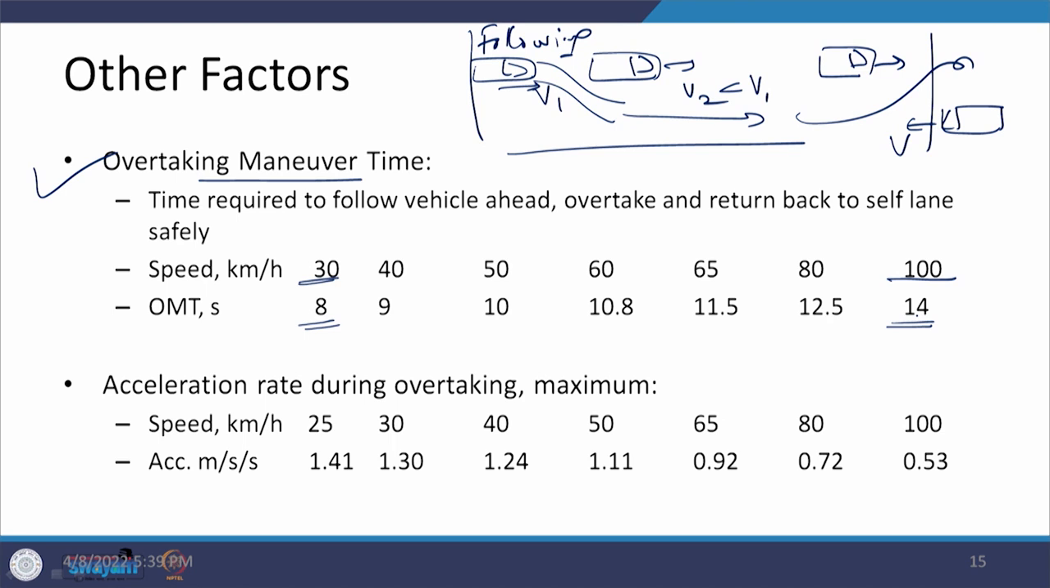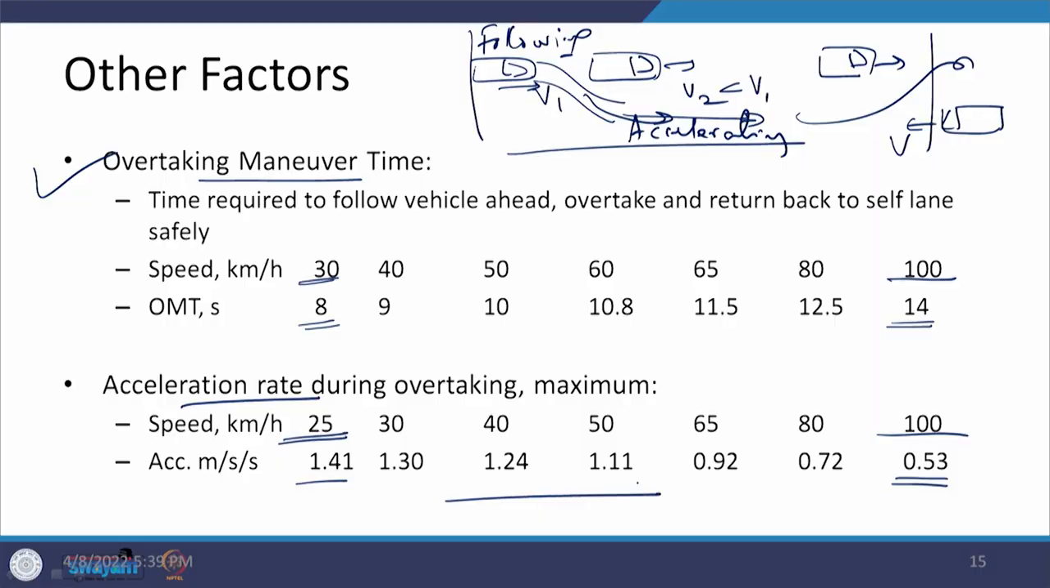Now when this overtaking is happening, the vehicle is obviously accelerating, and therefore an acceleration rate will be required. At a speed of 25 kilometers per hour, this is 1.41 meters per second squared, while for a speed of 100 kilometers per hour it reduces to only 0.53 meters per second squared. So at what speed you are trying to overtake, and how much acceleration you are able to get, depends on the speed. This is another rate which can be utilized while talking about overtaking time or overtaking distances.